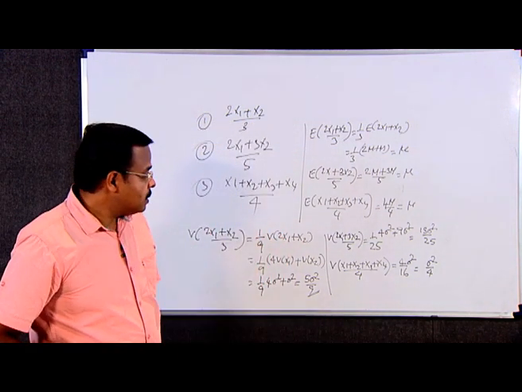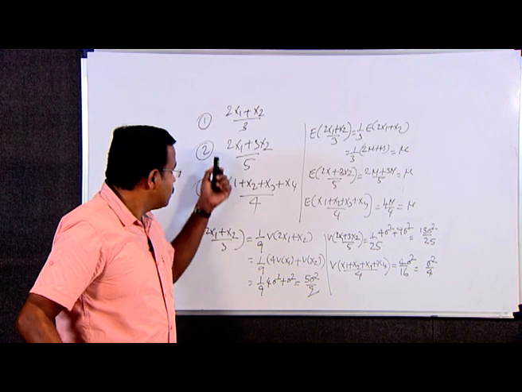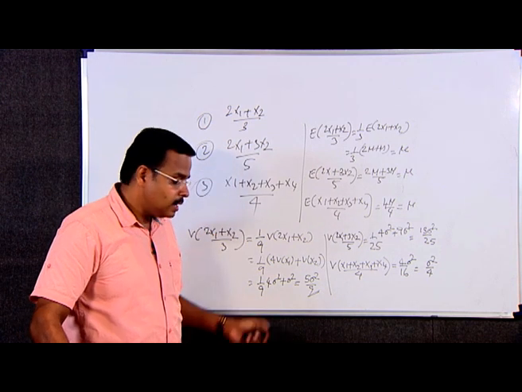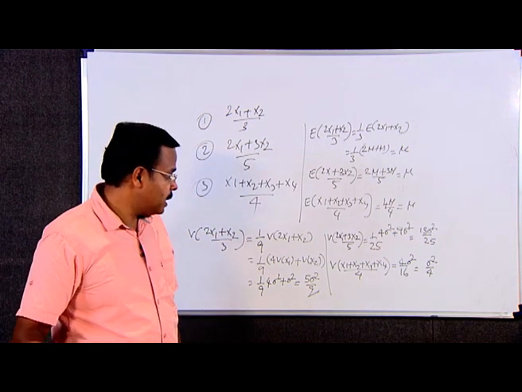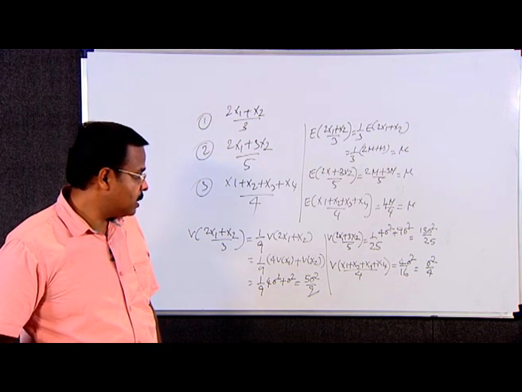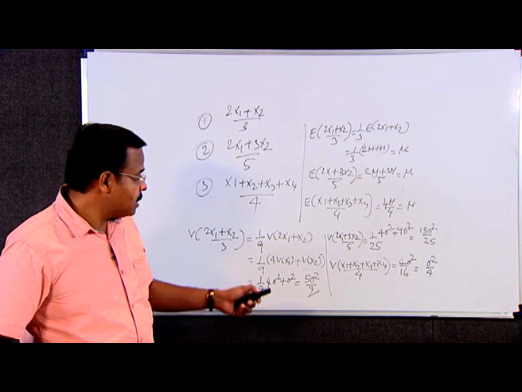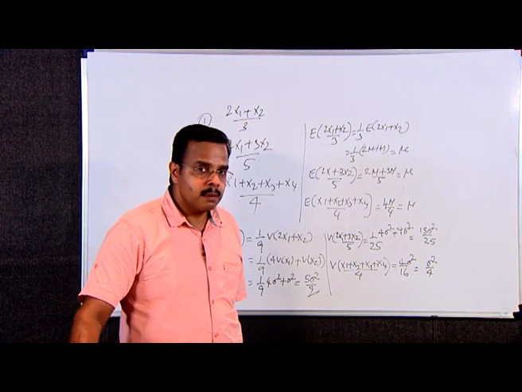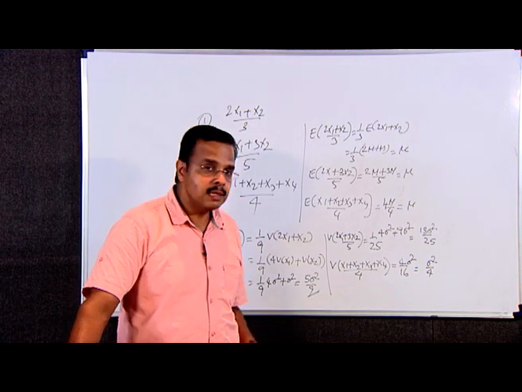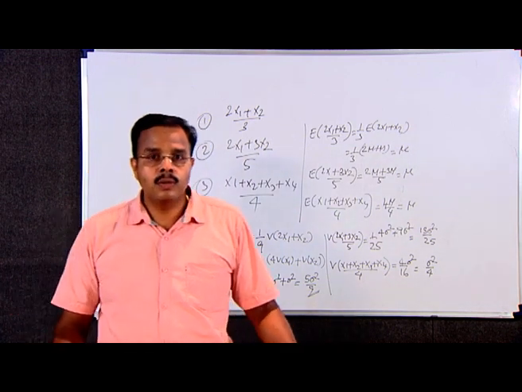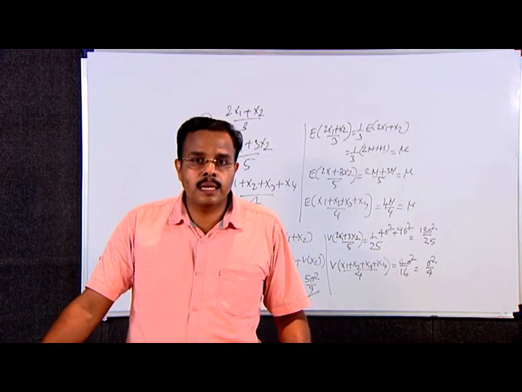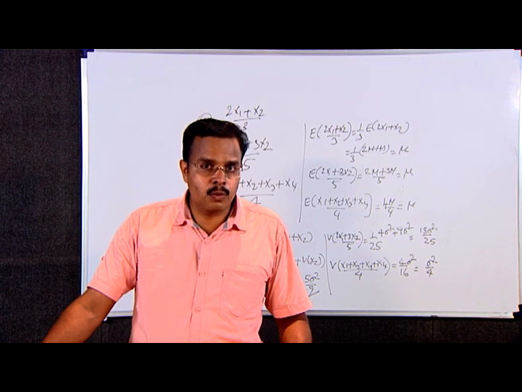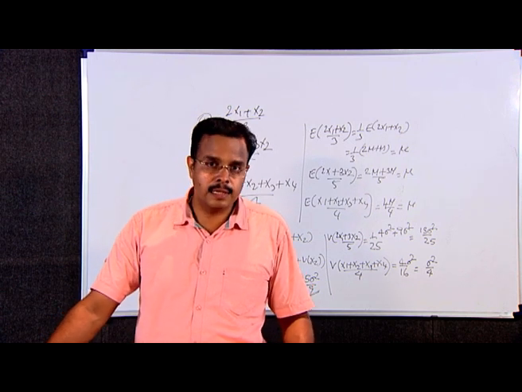Among the variances of these three statistics, the first one is 5 sigma square by 9, then 13 sigma square by 25, and sigma square divided by 4. Among these, the minimum is sigma square divided by 4, that is for the third statistic. So the statistic x1 plus x2 plus x3 plus x4 divided by 4 is more efficient in this case.